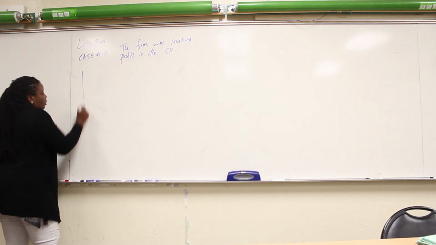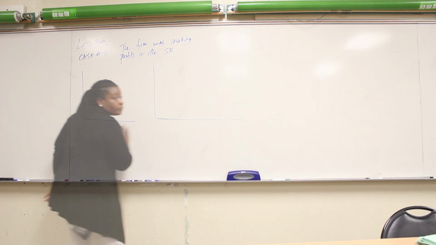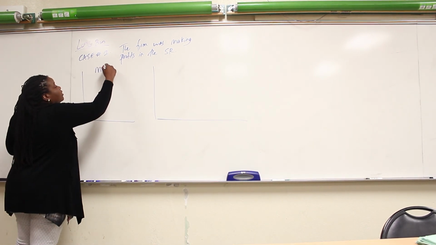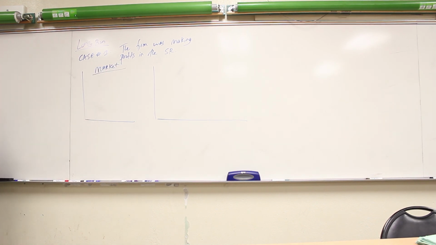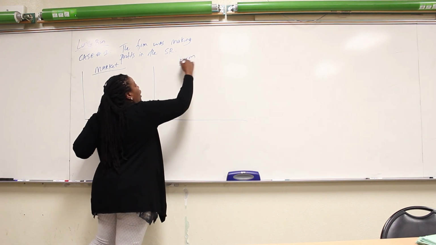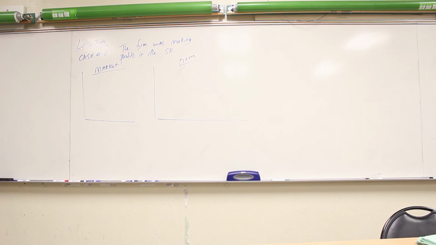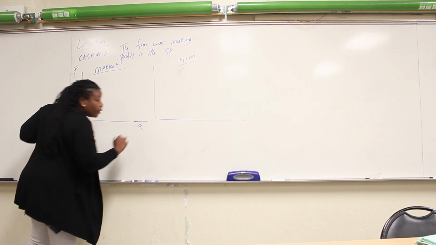Let's set this up. You need your two graphs side by side. Here, we're going to have the market. Remember, this is like the farmer's market, the entire farmer's market in our industry. And here, we're going to have the firm. This is one representative firm in the market. Let's label these axes. This is price, and that's the quantity.